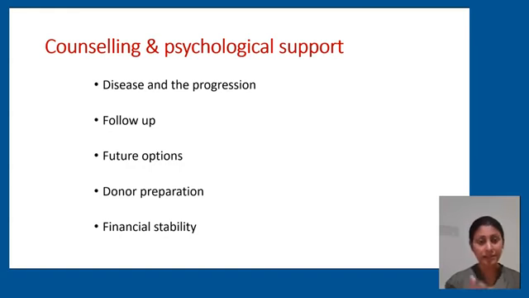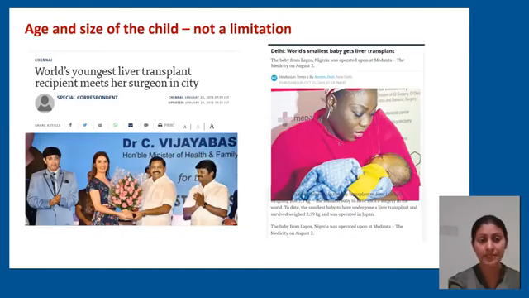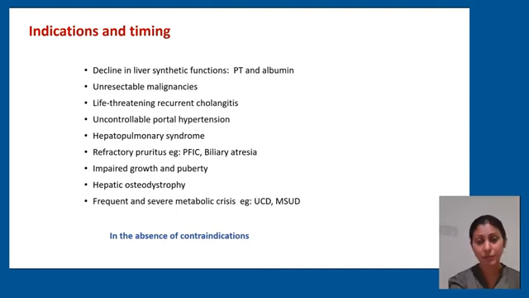Unresectable malignancies, life-threatening recurrent cholangitis, uncontrollable portal hypertension, and hepatopulmonary syndrome itself without any other indication might become an indication for liver transplant. As I mentioned earlier, refractory pruritus is again an indication for liver transplant, and they'll be cured in regards to their pruritus. These are relative indications: osteoporosis or hepatic osteodystrophy, impaired growth and puberty, as well as in metabolic liver disease, frequent and severe metabolic crises would become an indication for liver transplantation.